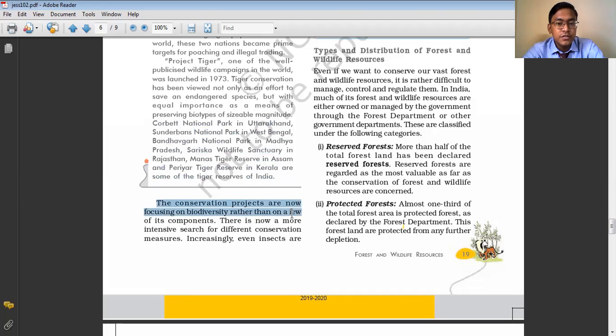So the conservation projects are now focusing on biodiversity rather than on a few of its components. Now the conservation projects are focusing on the entire plant and animal species of a particular area, instead of focusing on a particular group of animals or plants actually. So there is now a more intensive search for different conservation measures. Now the government is looking for alternative methods to protect the entire biological diversity, all those plants and animal species which are found in a particular geographical area.